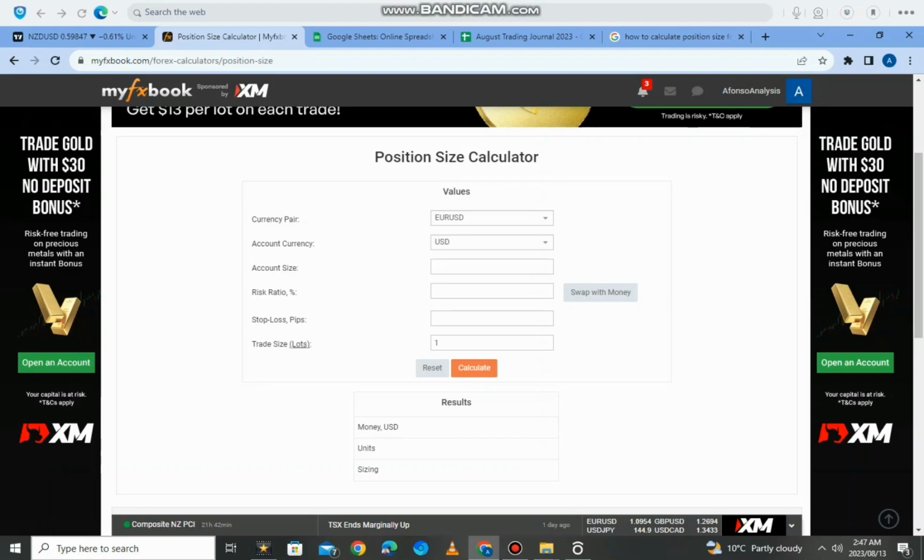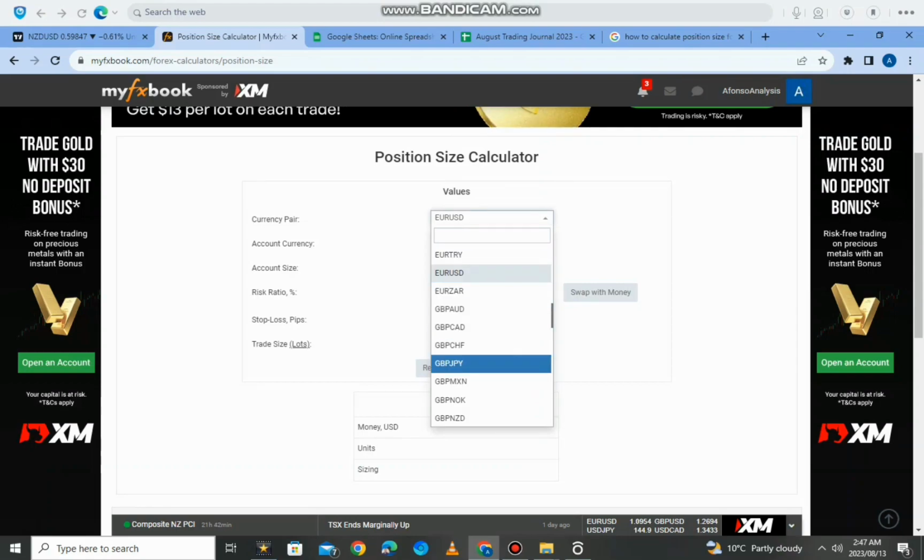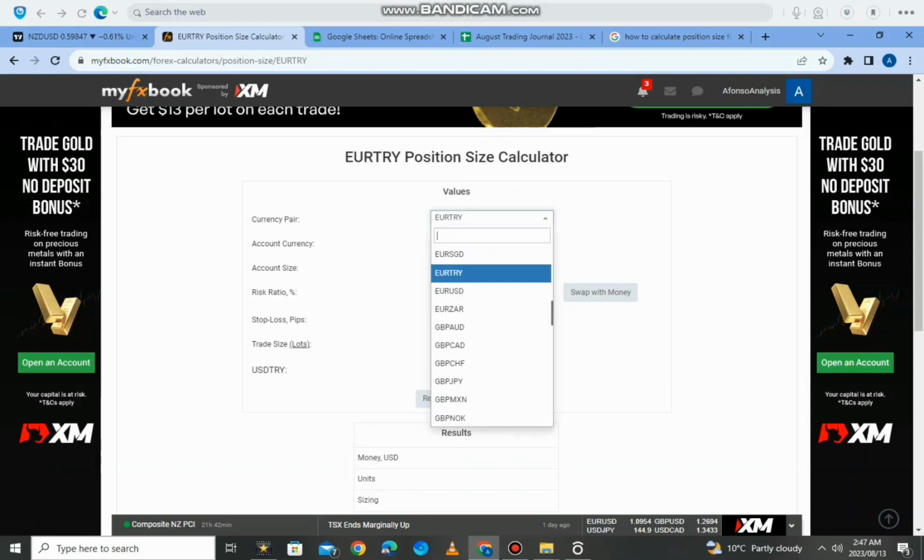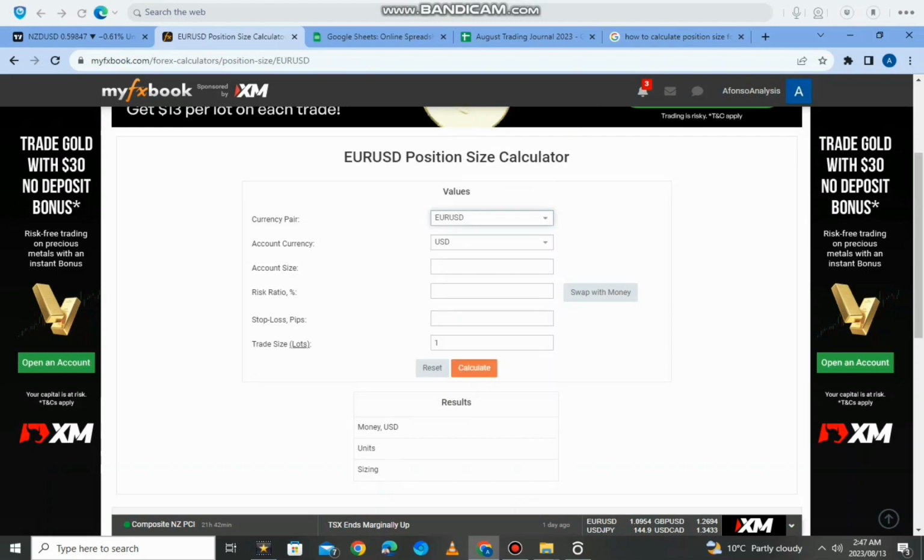Now, this position size calculator is really easy to use, guys. We've got a couple of boxes that we need to fill in here. The first one is our currency pair. Now, this is self-explanatory. It's just the currency pair that you'll be trading. If you're trading something weird like Euro TRY, then you can go ahead and click that. But for example purposes, let's just stick to Euro USD, right?